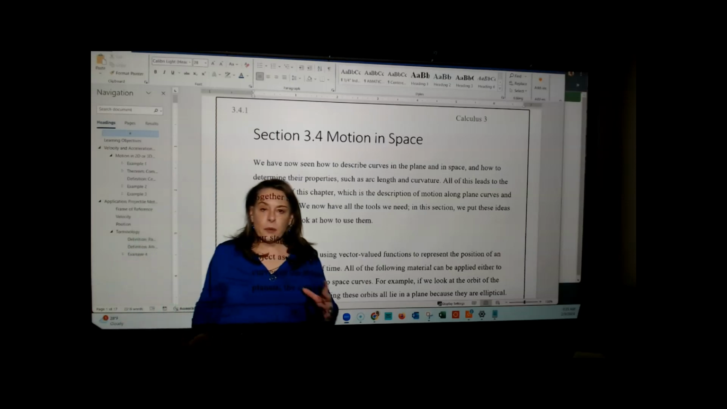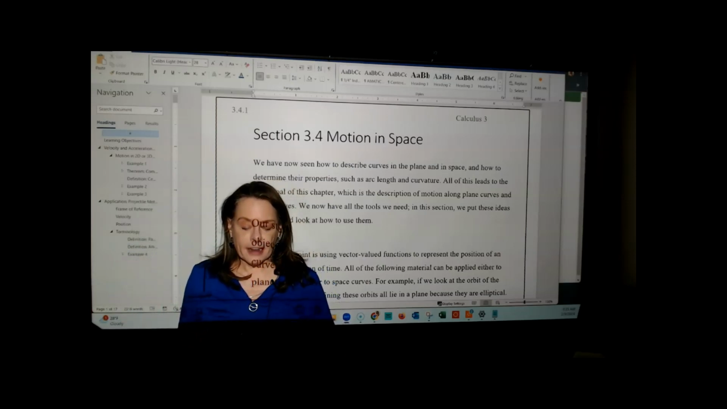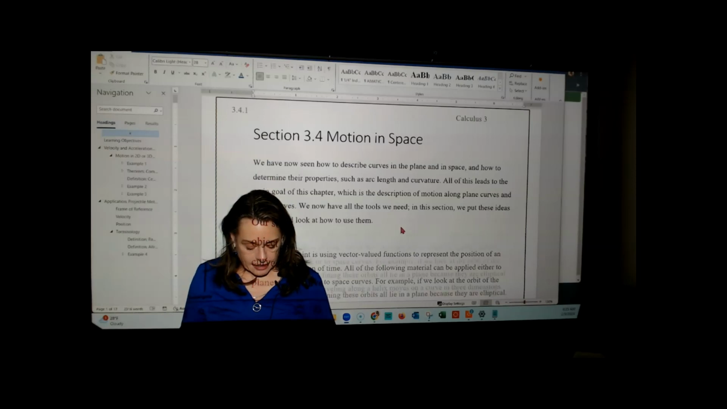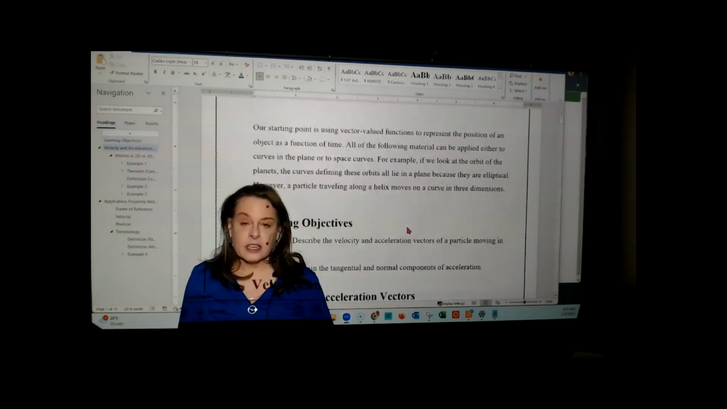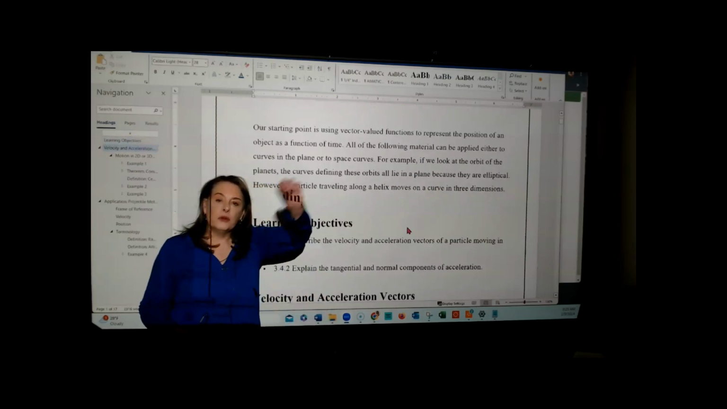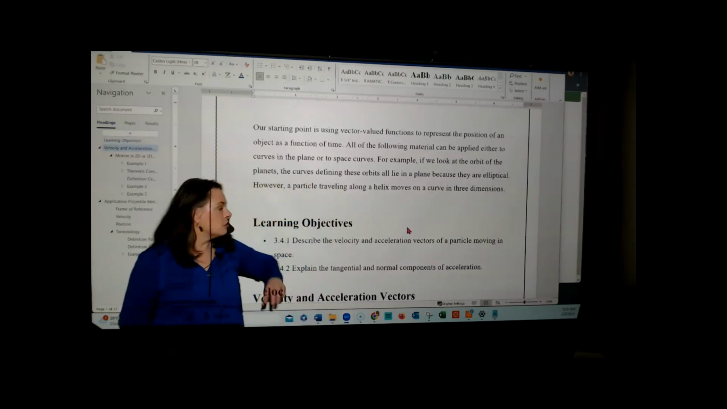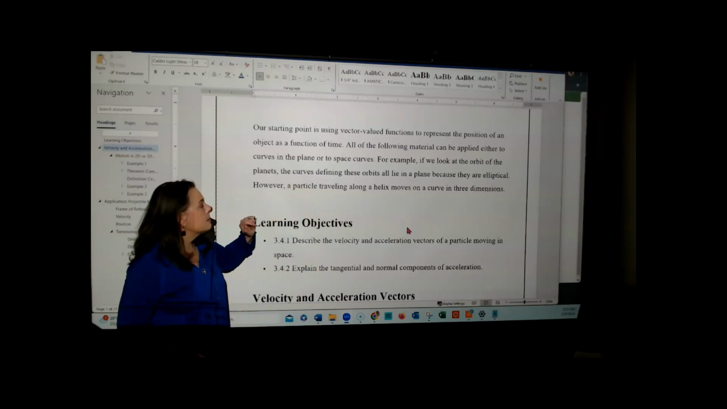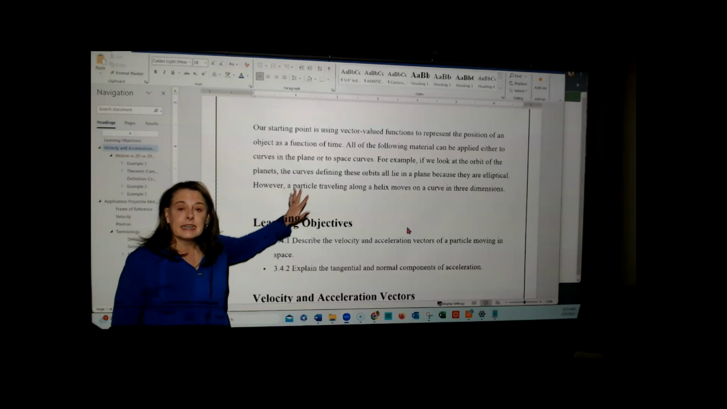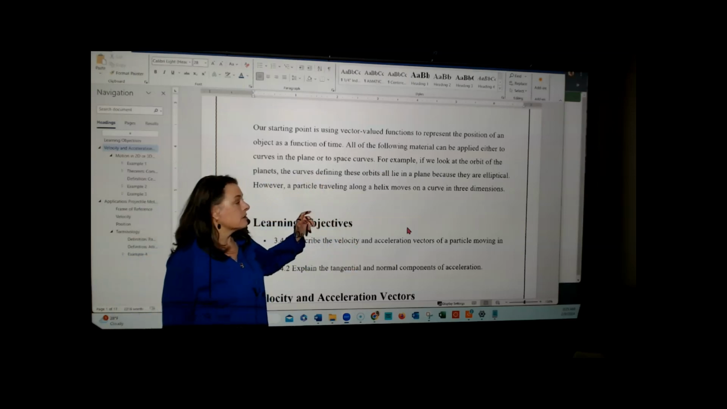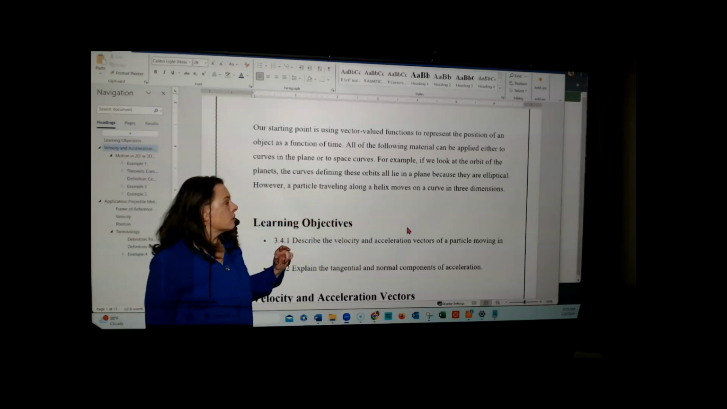Now, so far, what we want to do is take a vector valued function and let it represent the position of a particle moving in either three-dimensional space or two-dimensional space. All of the material that we're going to learn in this section can be applied to either 2 dimensions or 3 dimensions, plane curves or space curves.